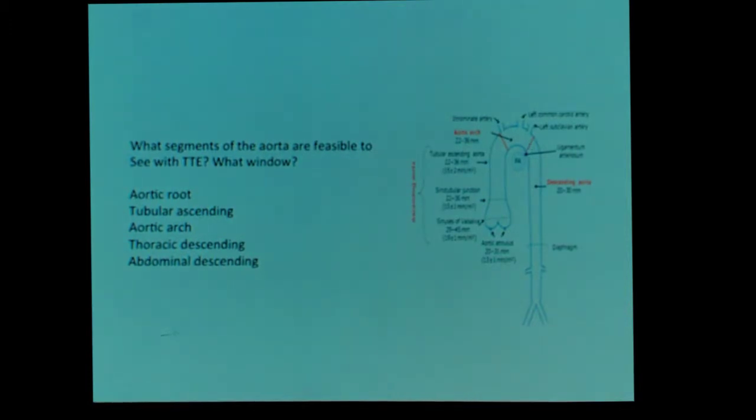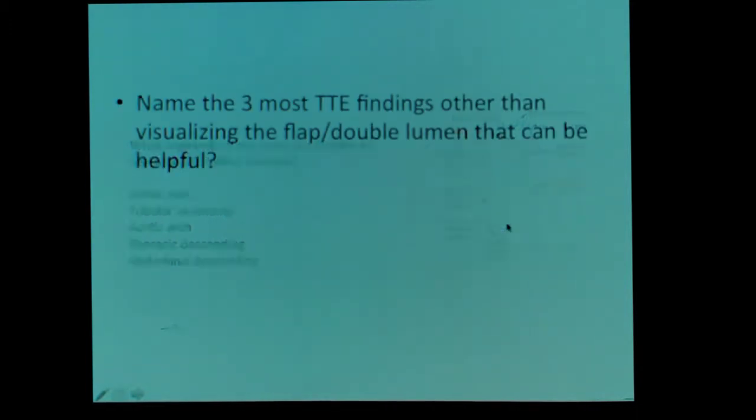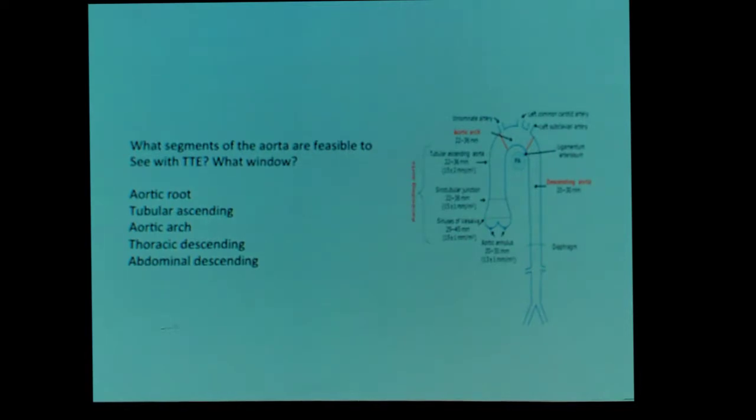Descending, you can probably see it with a subcostal window, but you're not going to see the thoracic descending. You're going to see the abdominal descending. So you're going to miss a good chunk of this. So we're going to end up seeing this, maybe this and this. Actually, it's rarer to get just a type A without having the descending portion affected.